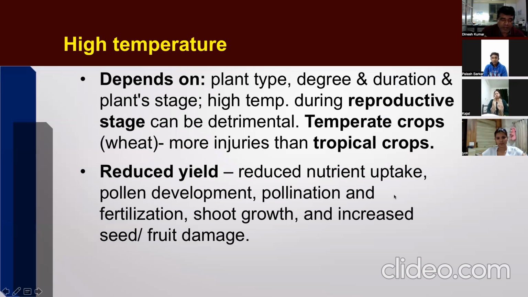Why are yields reduced? Because reduced nutrient uptake can happen at high temperature. Pollen development can be adversely affected. Pollination and fertilization are affected. There is also shoot growth reduction and increased seed or fruit damage. Because of all these reasons, there is a reduction in the yield of the crops. Quality is reduced, and yield is also reduced.